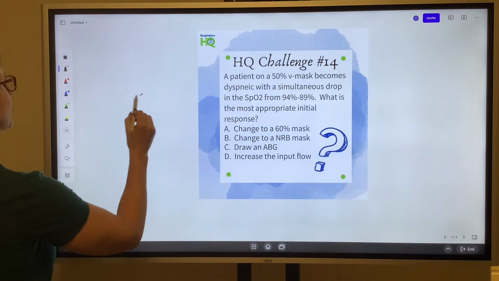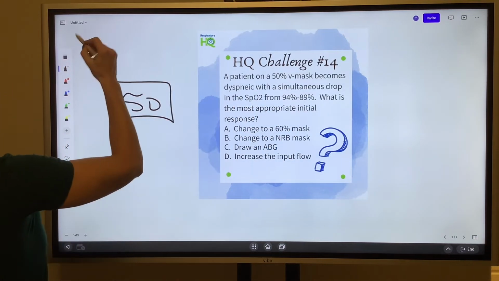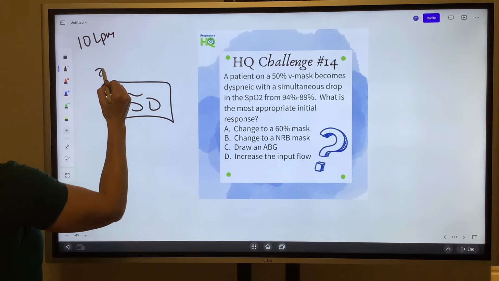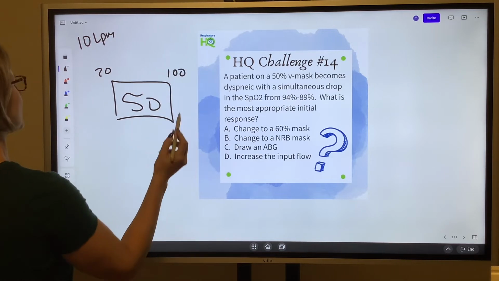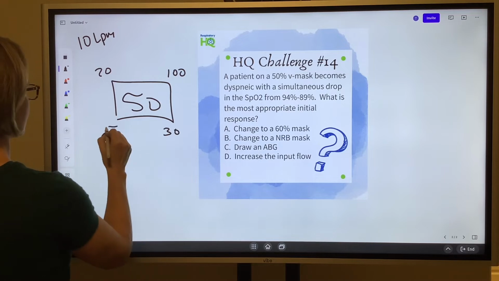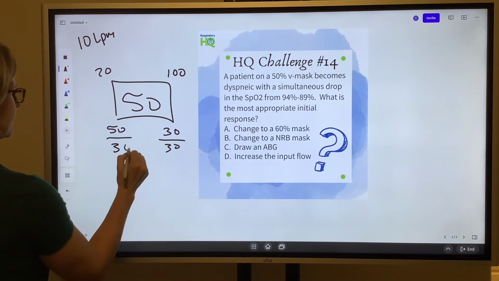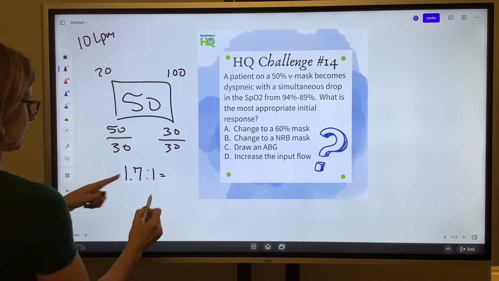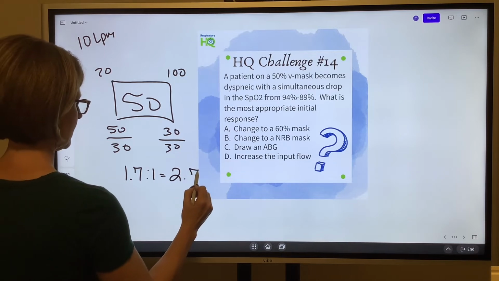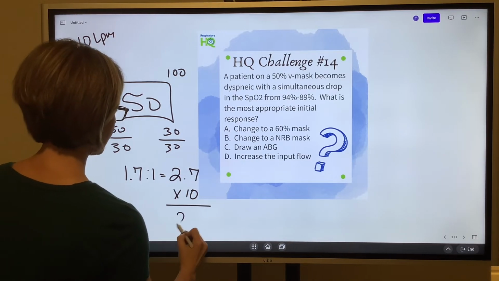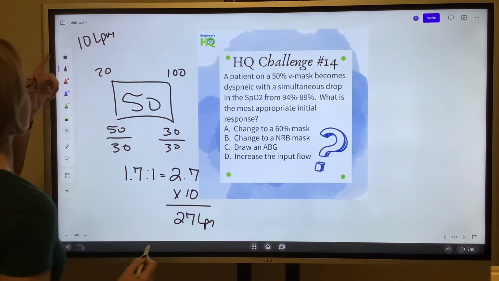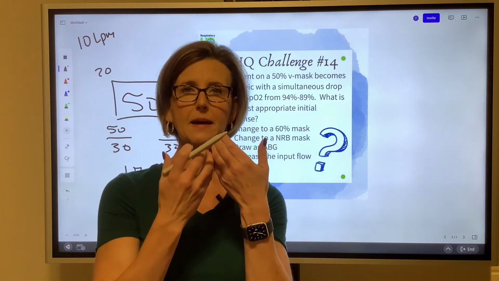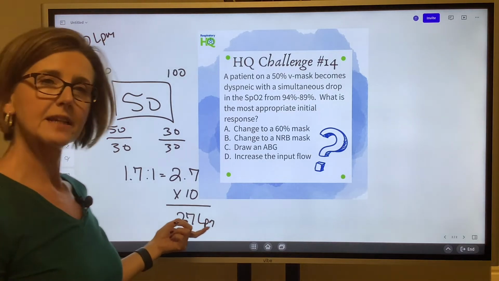So let's say we set up this patient on a 50% veni-mask, and I'm going to just say this veni-mask is run at 10 liters per minute on the flow meter, okay? So when we do the air to oxygen ratio, this is going to come up to 1.7 to 1. All right, add those together, multiply by the flow on the flow meter. This means that 50%, so 27 liters per minute, that 50% is flowing up out of that mask at a speed of 27 liters per minute.